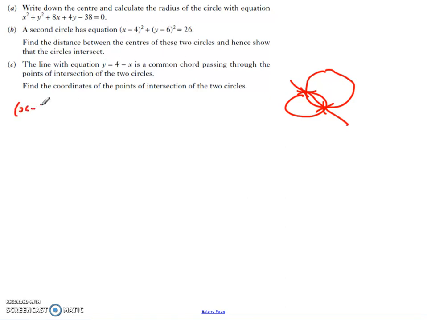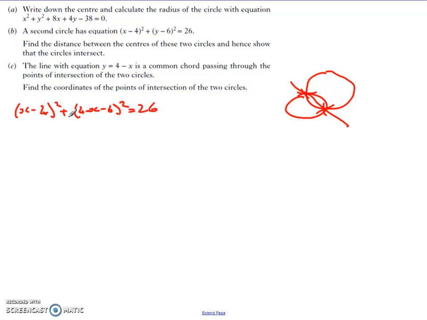So I'll end up with (x minus 4) squared plus, now in this bracket I'm going to put this in instead of the y, (4 take away x minus 6) squared equals 26. So what I need to do now, multiply these brackets out, write it as a quadratic, and I can solve this for x. So if I multiply this bracket out, I get x squared minus 8x plus 16.